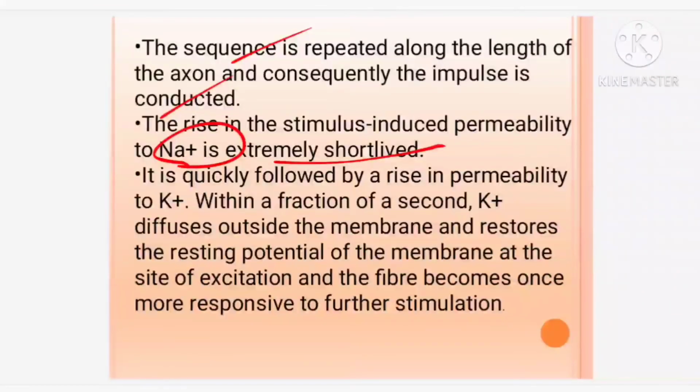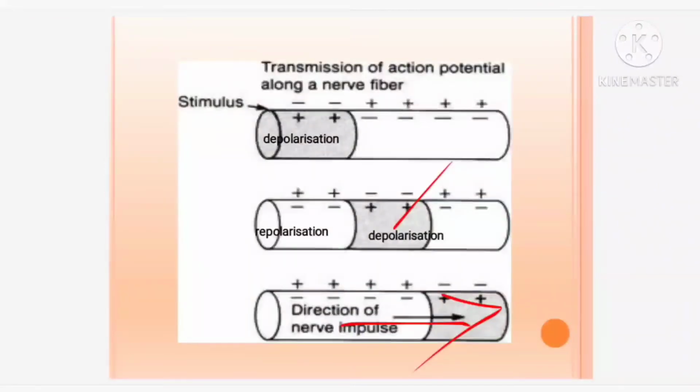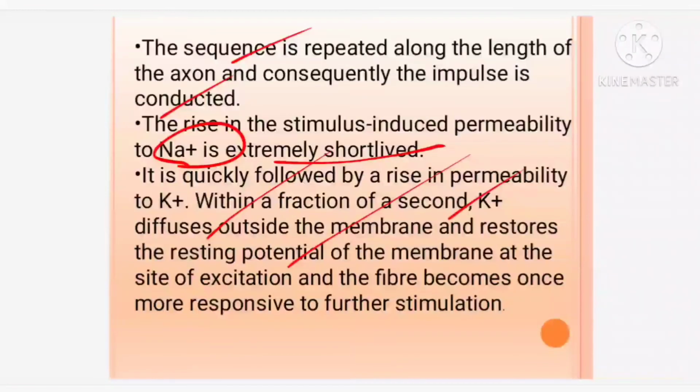It is quickly followed by rise in permeability of K plus within a fraction of a second. K plus diffuses outside the membrane and restore the resting potential. Again it will come to the resting potential, that is it is getting what? Repolarized, right. More responsive, so that again if one stimulus, I am beating first you are feeling the beating, the second time also if I beat, again you will feel the beating pain, isn't it? So, which means that the nerve immediately after conduction they will come back to their normal conditions.